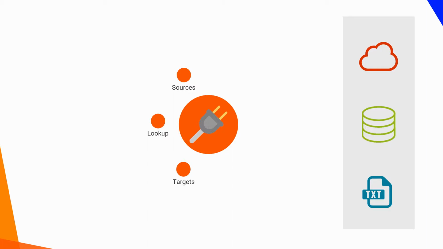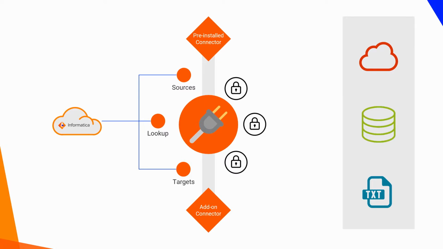To create a connection, you can use pre-installed connectors or install an add-on connector created by Informatica or an Informatica partner. You can create a secure connection between Informatica Cloud and an application by managing the security and permissions of the connection. In this video, you will see how to create a secure connection in Informatica Cloud org.